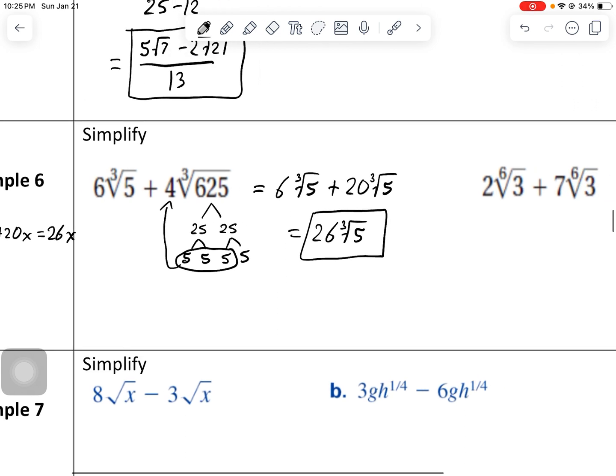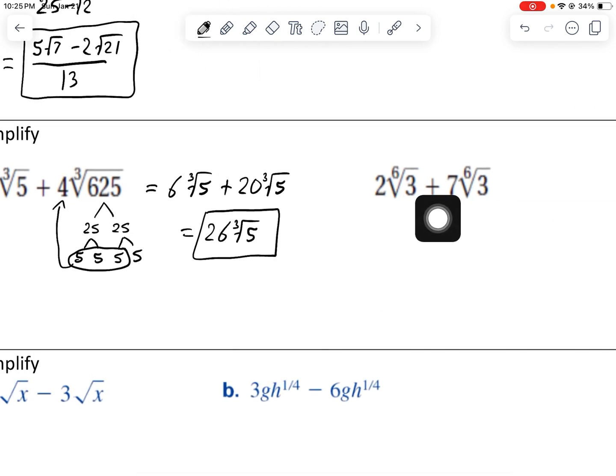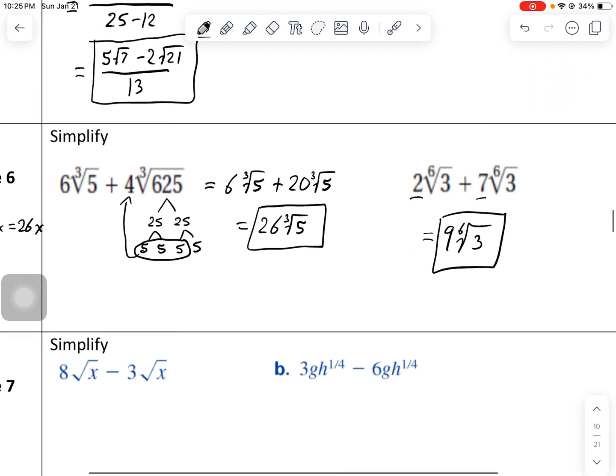So hopefully these problems will break down in a way that we can see what we can add. So if you notice here, probably should have started with this one, but 2 and 7 are the only thing that's going to change because it's the 6th root of 3 and the 6th root of 3 on both terms. So this is our answer. 2 plus 7 gave us the 9.